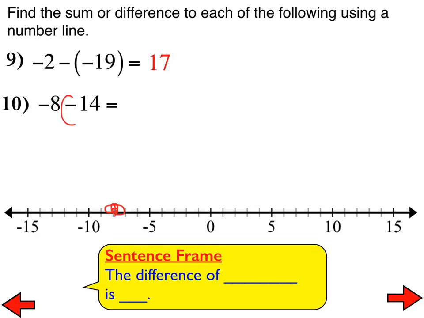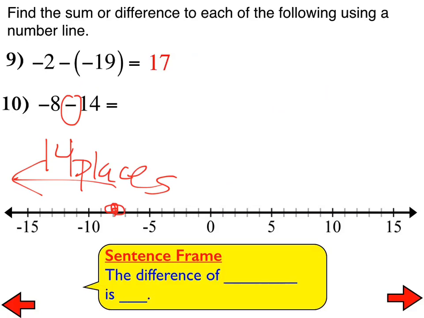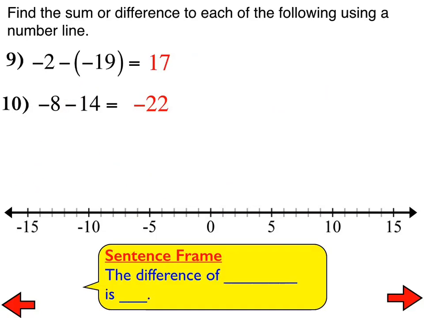Number 10 says let's start at negative 8, which is right here. And then that tells us to go left, and we're staying left because we don't have another negative to tell us to go in the other direction. So we're going this way 14 places. So that means we end up at negative 22.